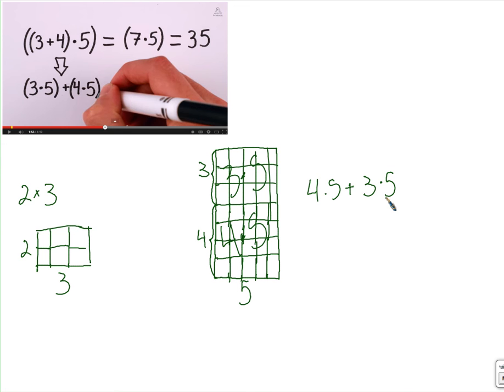Okay. And I'm sure you've seen this before, so just really quickly I'll show you something like 3 times x plus 2. Now we have this x. It could be anything. It could be really big. It could be really small. We don't know what it is.